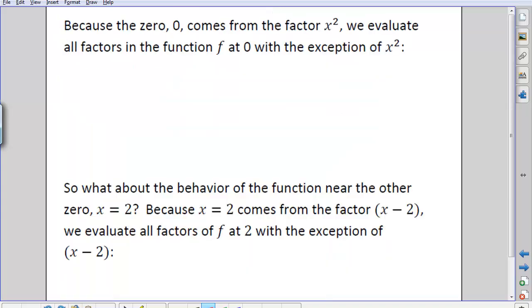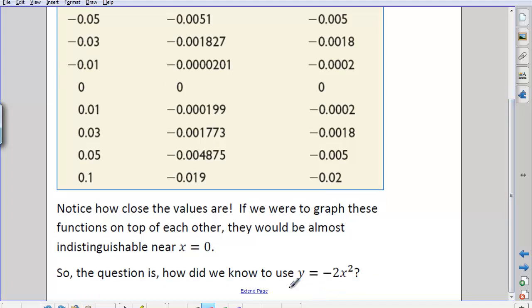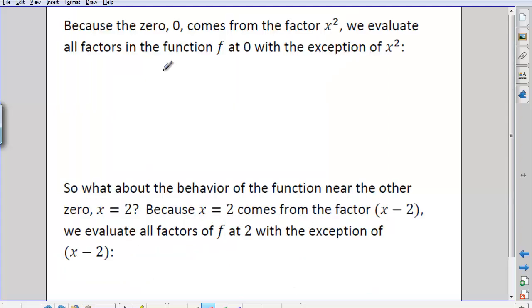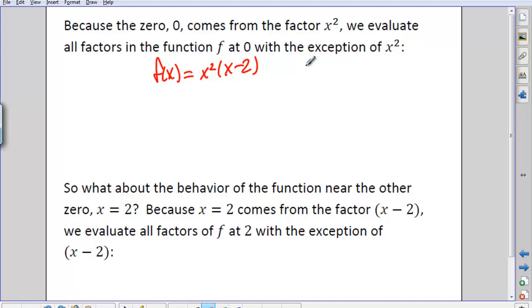There's no guesswork involved. I'm going to skip past some of the notes here. So yeah, big question. How do we know to use negative 2x squared? Well, think about this function. It was x squared times x minus 2. I'm thinking about, okay, I want to know how this thing behaves near the x-intercept at 0. So that came from, I'm asking, okay, near x equals 0, which factor did that come from? That came from this factor right here.